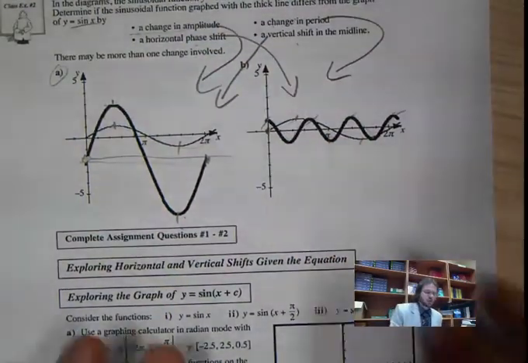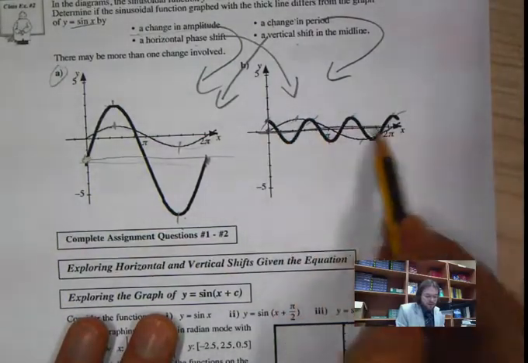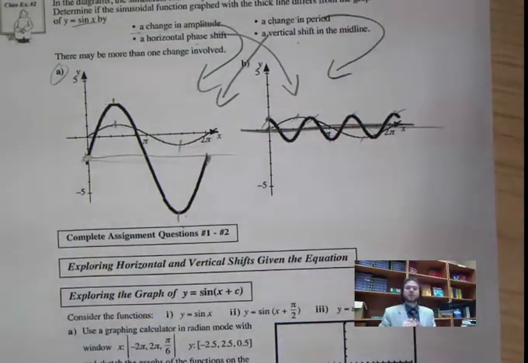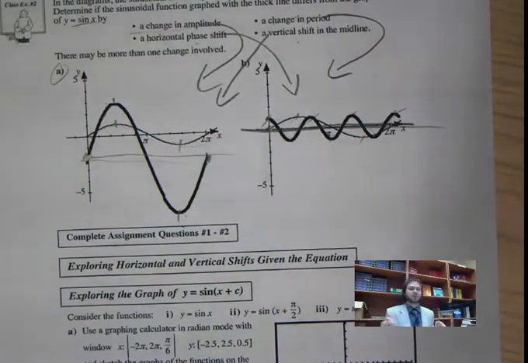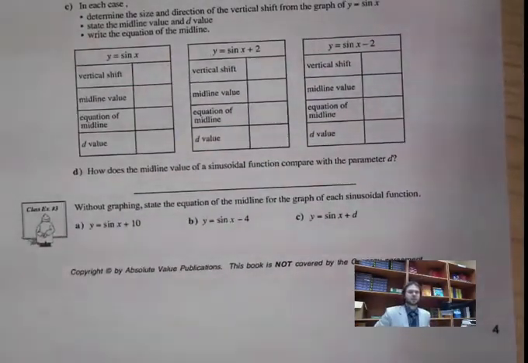Next one is vertical phase shift. Well, the midline for both of these is right here. So therefore, there is no vertical phase shift, or shift in the midline. So the next parts just help you solve for C and D. And I'm going to continue on right here.